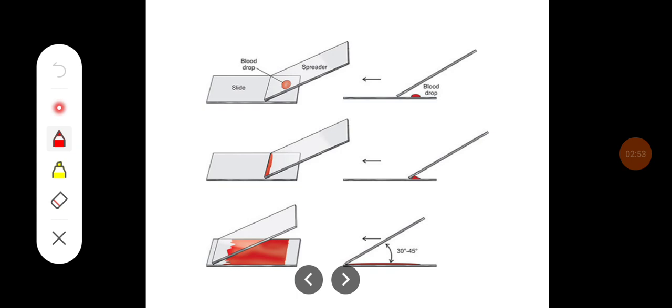Okay, so this is another diagram showing. Keep the spreader like this and pull it back, spread the blood uniformly, then move it in a forward direction while maintaining a 30 to 45 degree angle.